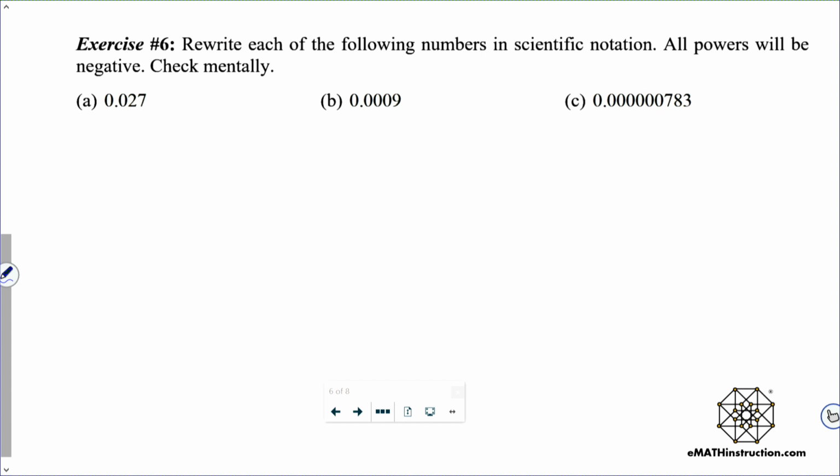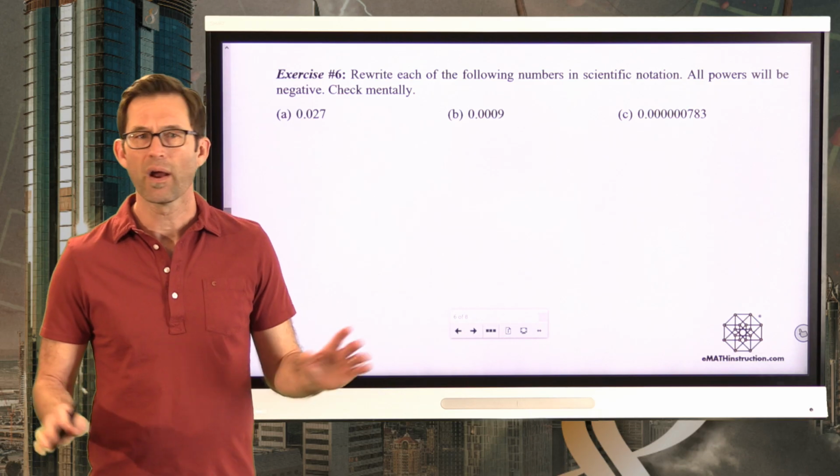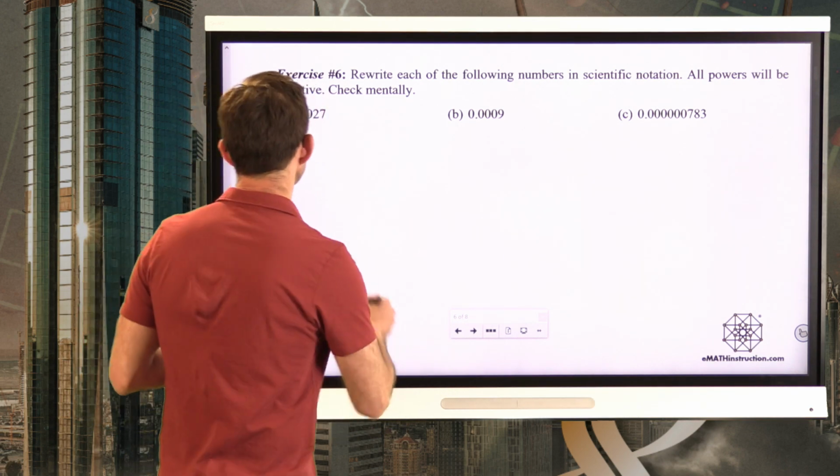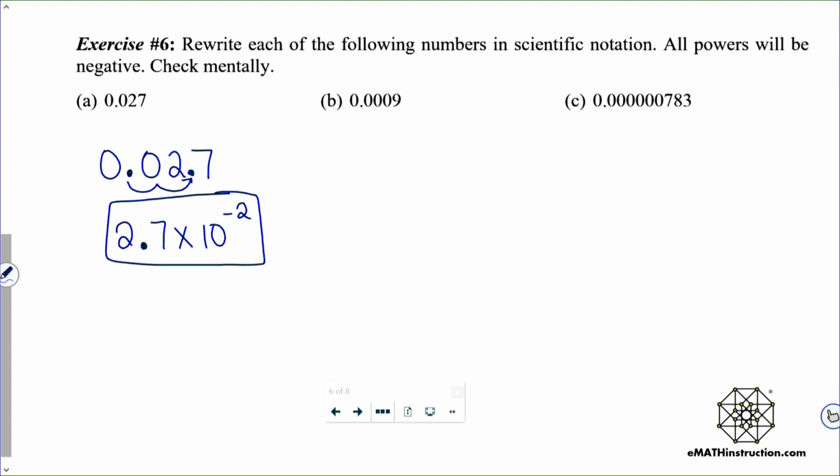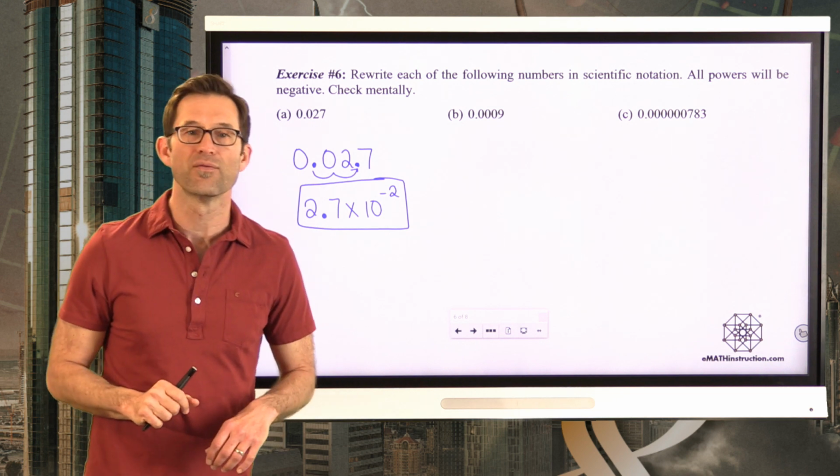All powers will be negative. Check mentally. All right, great. So 0.027. I want to go in the opposite direction from what I did when doing the products. I'm going to move that decimal place 2 units to the right, and because I moved it 2 places, it's going to be a negative exponent. So this is 2.7 times 10 to the negative 2.